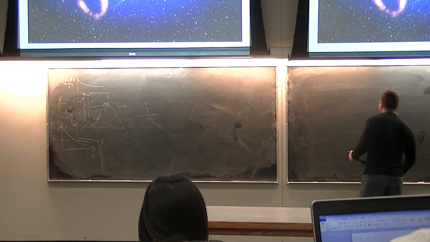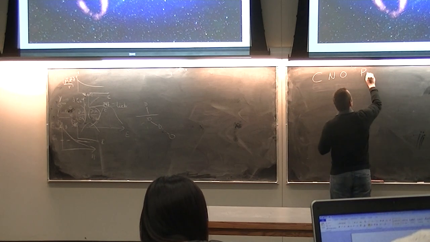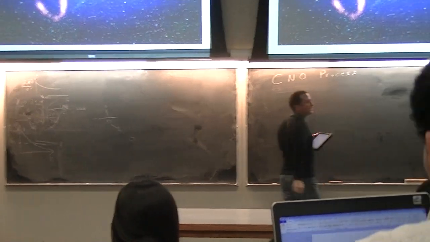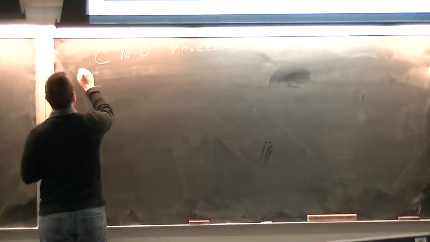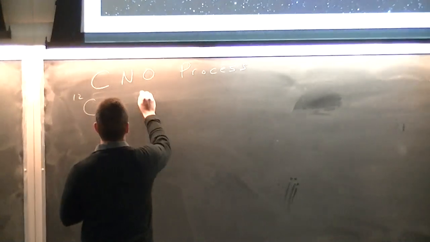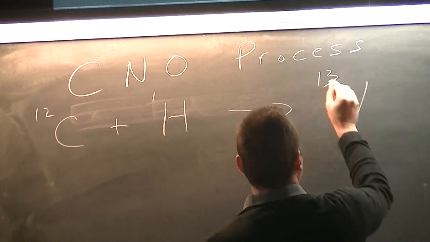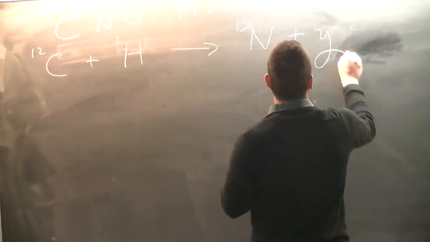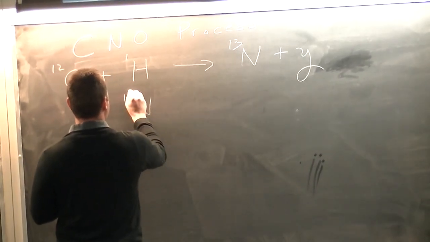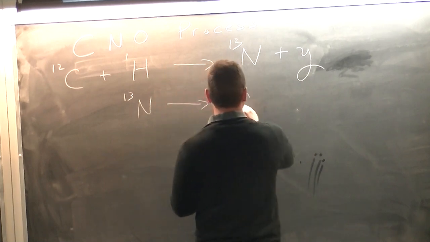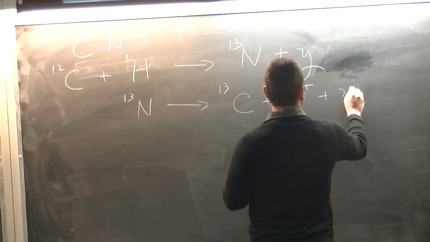This is what we call the CNO process, and it is what our sun does. Basically, our sun uses carbon-12 to produce nitrogen-13 plus a gamma ray. This nitrogen-13 decomposes into carbon-13, a beta particle, and a gamma ray.